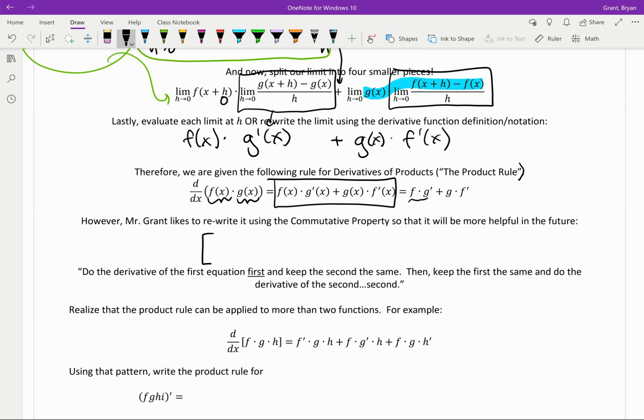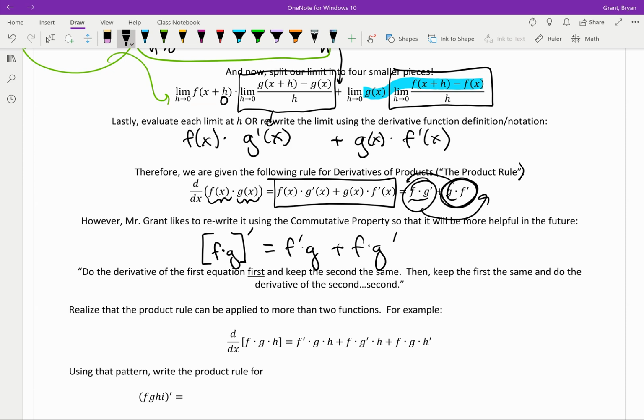So I'm going to say it like this. I'm going to say if we have f times g and we want to take the derivative of that. Sometimes you'll see the prime of f times g, the first derivative of that. I really like to write it like this. I like to take this term and put it in front, and I like to write the f prime first. So f prime times g plus, and then I like to write this term second, plus f times g prime.